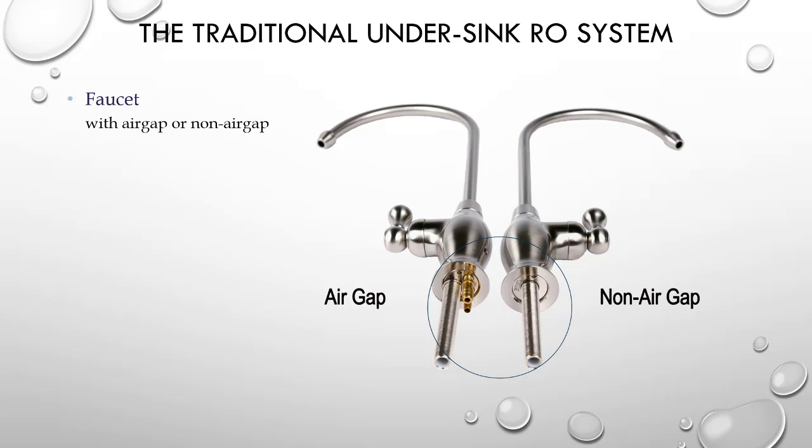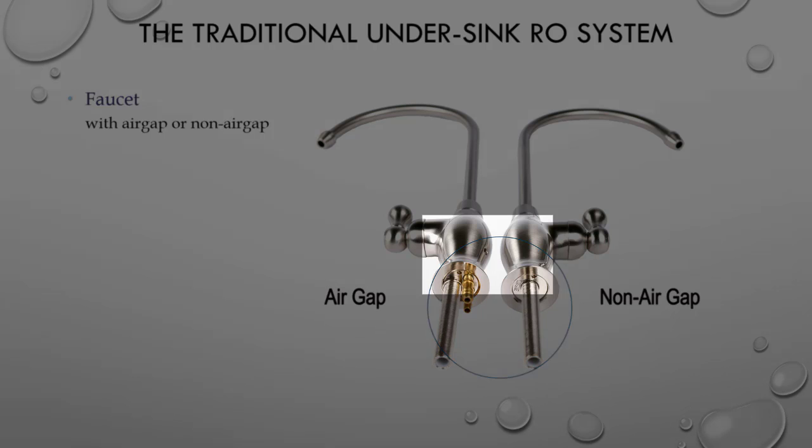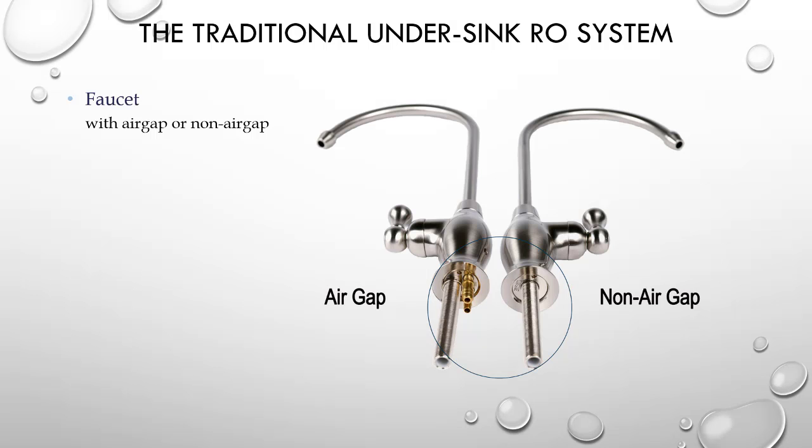The air-gap faucet is seen on the left. It has 3 tube connections and a pre-drilled hole in the faucet body, seen here between the 11 and 12 o'clock positions of the circle. This hole is the air gap.